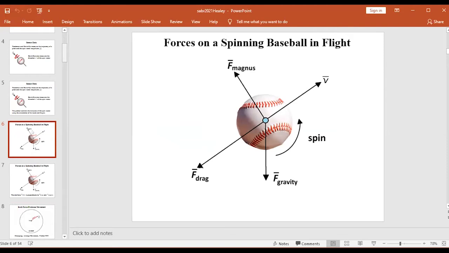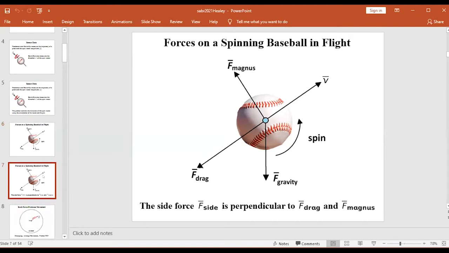If we're using TrackMan, we can separate out three forces on a pitch. So if we have a pitch moving with a translational velocity v, then gravity pulls it down. We've got drag working opposite the velocity direction, and the Magnus force can cause the ball to change direction due to spin.